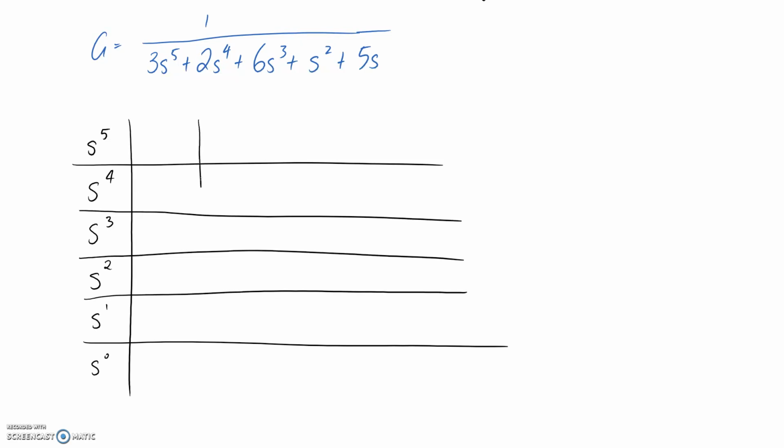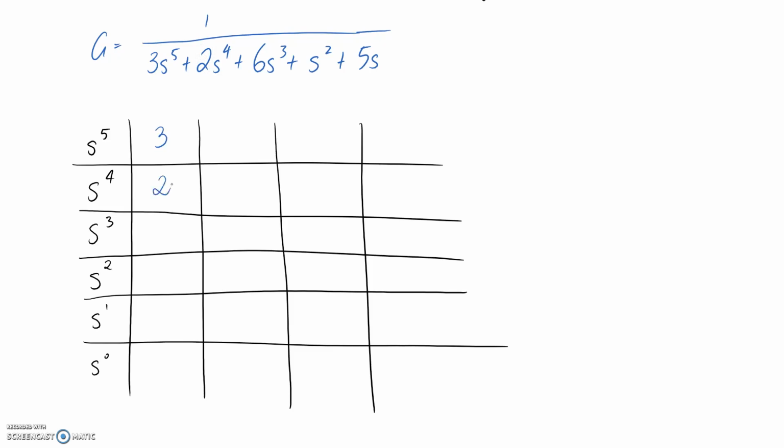Alright, now we just need to set up the columns, and we can go through and start to fill some things in. So the coefficient for the highest power of s is going to be a 3, so that goes in here. We have an s to the 4 term, its coefficient is 2, so that goes here. We have an s to the 3, it's going to be a 6, that goes here. S to the 2, the coefficient in front here is a 1, so that goes there.